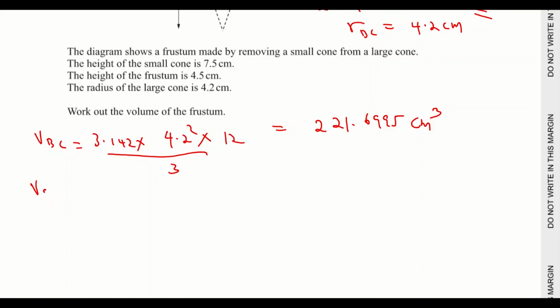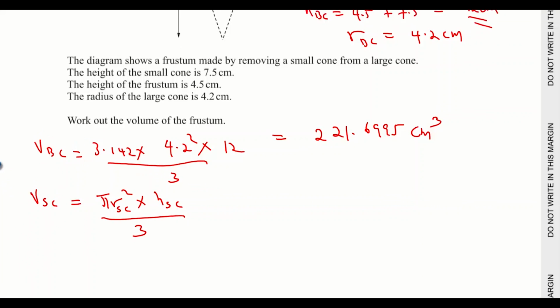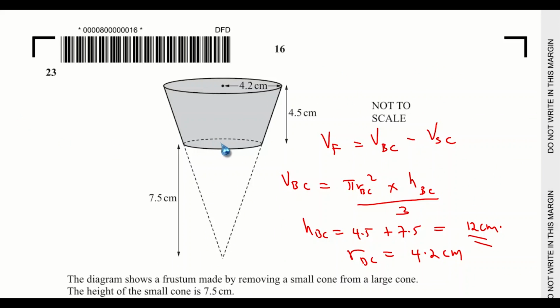Now we need to get the volume of the smaller cone. So the volume of the smaller cone equals pi r squared, where r is the radius of the smaller cone, times the height of the smaller cone, divided by 3 as well. But we don't know the radius of the smaller cone. From here to here is the radius of the smaller cone.